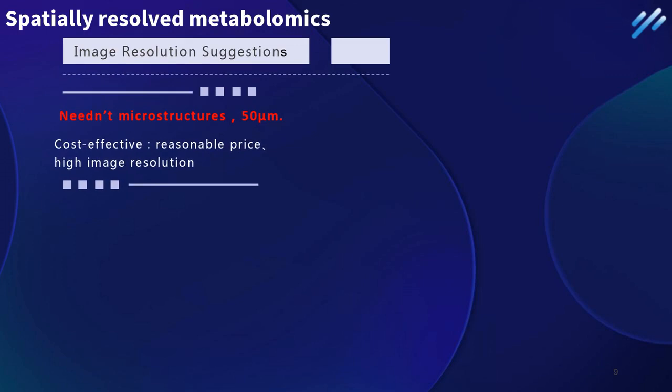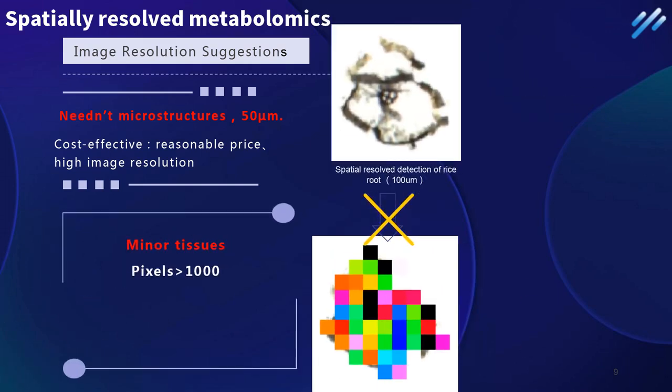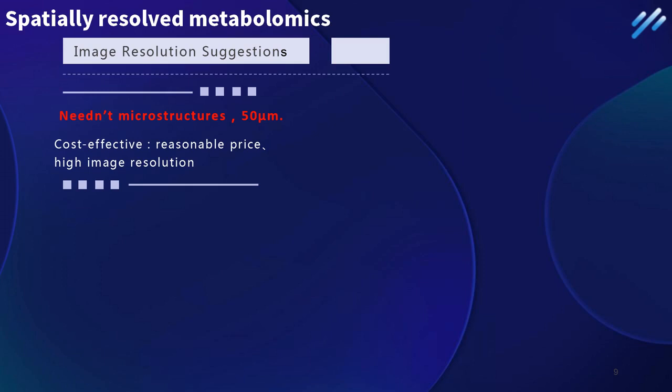There are three principles. 1. If you do not need to pay attention to microstructures, we generally recommend to choose 50 micrometers because it is cost-effective and the price is not much lower than 100 micrometers. In addition, the high resolution of 50 micrometers can meet most of your requirements and can get relatively clear mass spectrometric imaging results. 2. However, if your samples are special, too small, we need to ensure that the resolution is greater than 1000 pixels. Only in this way may its experimental results meet the needs of the overall research.